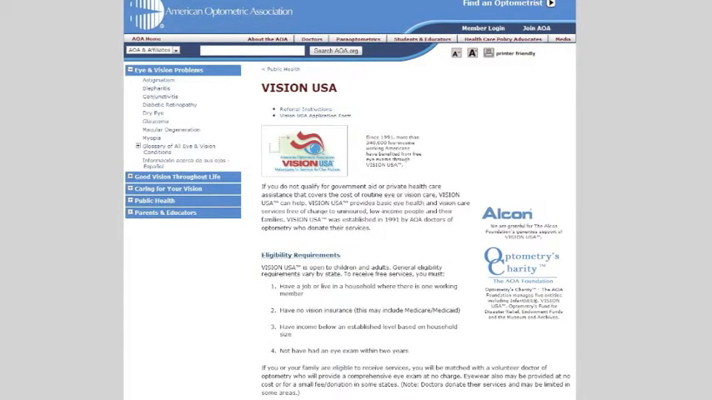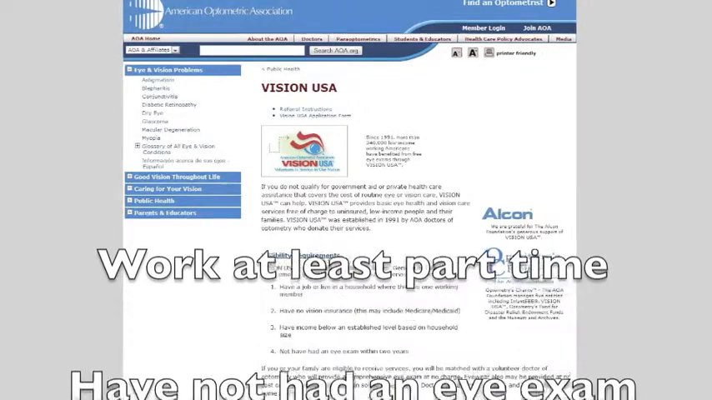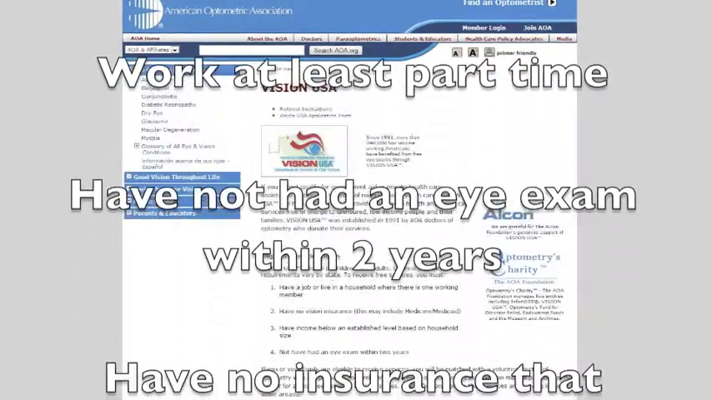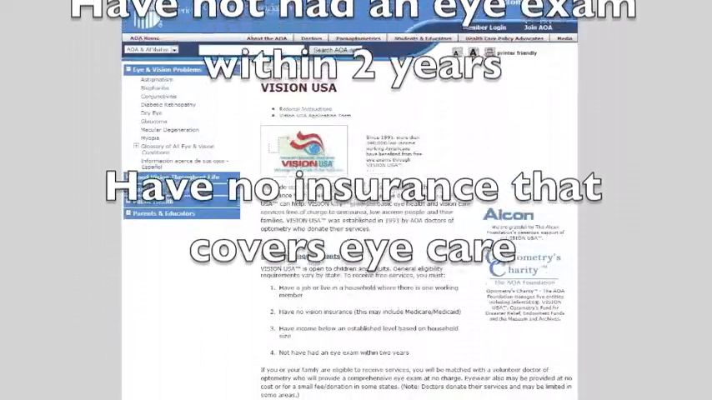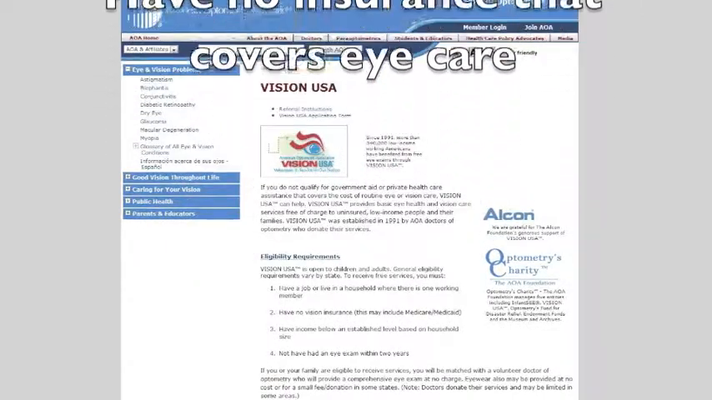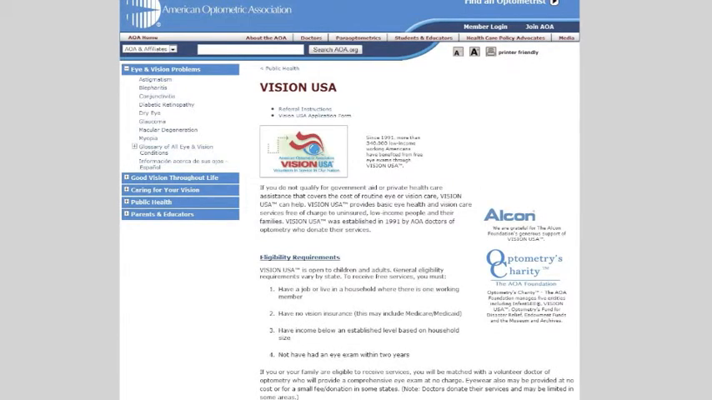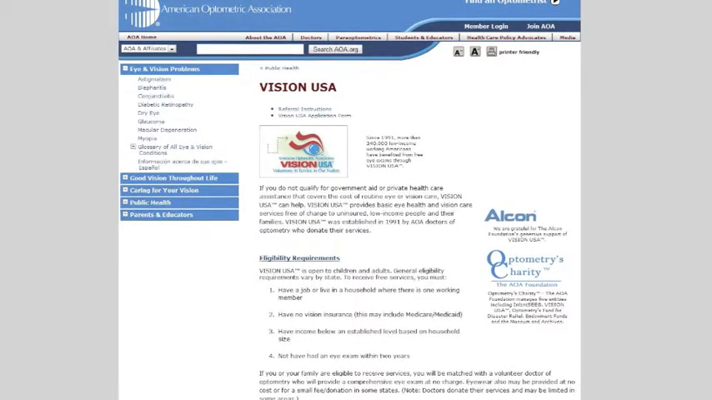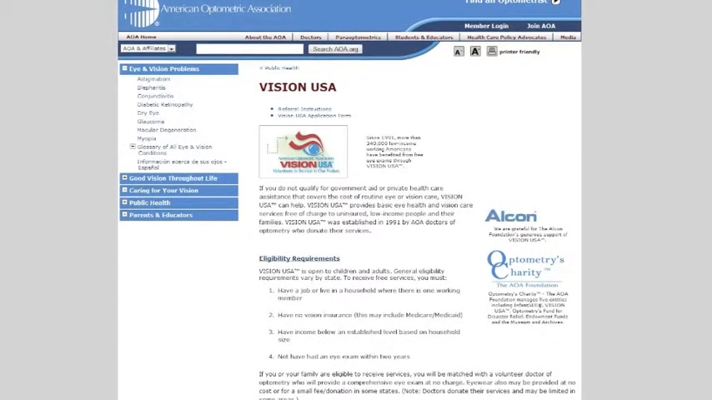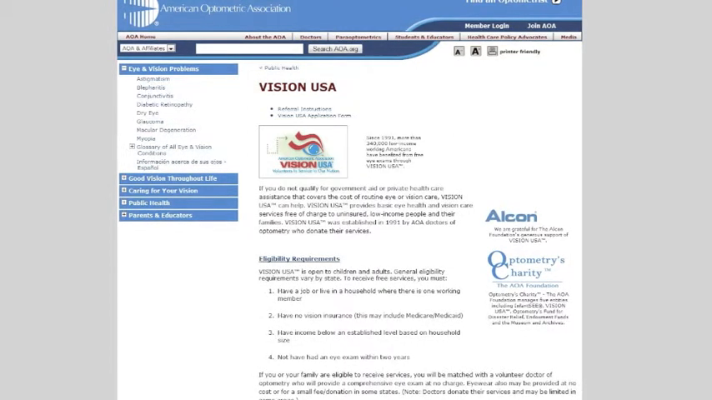The Vision USA applications are for people who work at least part-time, have not had an eye exam in the last 2 years, and have no insurance that covers eye care. If a person qualifies for Vision USA, and if it's between 7 a.m. and 7 p.m. Central Time, they should immediately call the Vision USA 800 number either on the community center's phone or on your cell phone.